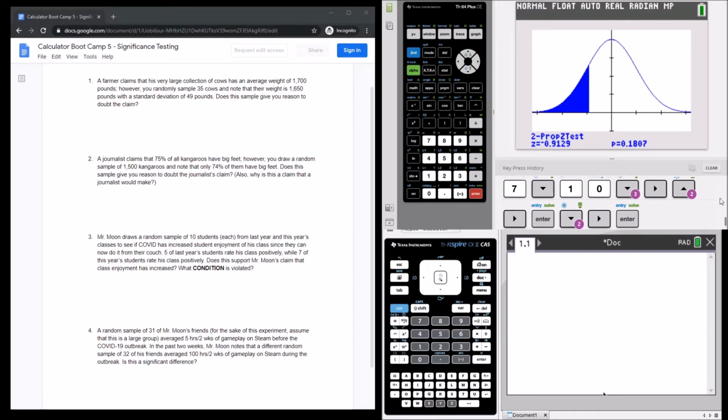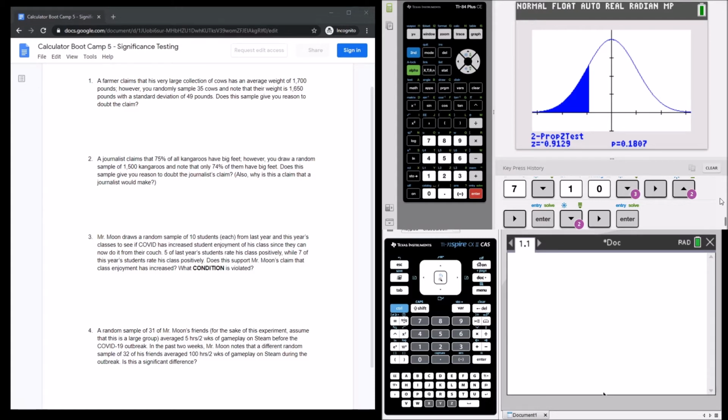Okay, so it looks like here the z-score is negative 0.91, not all that unusual, and the p-value is 0.18. Notice that this is a one-sided test, which should have made it easier for us to reject the null hypothesis, but we still weren't able to do it because that p-value is just too high.